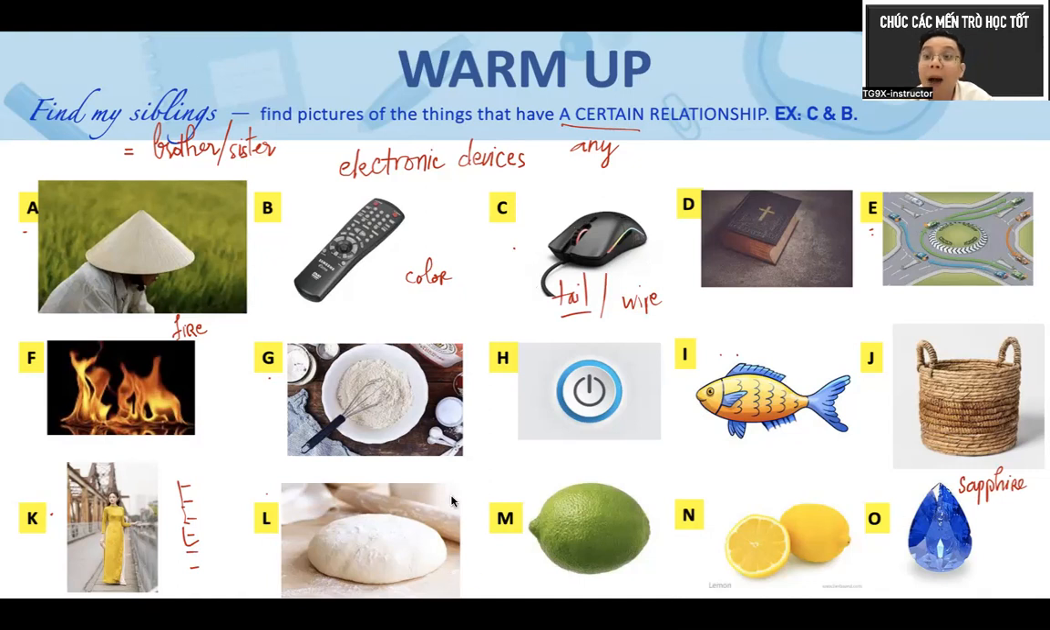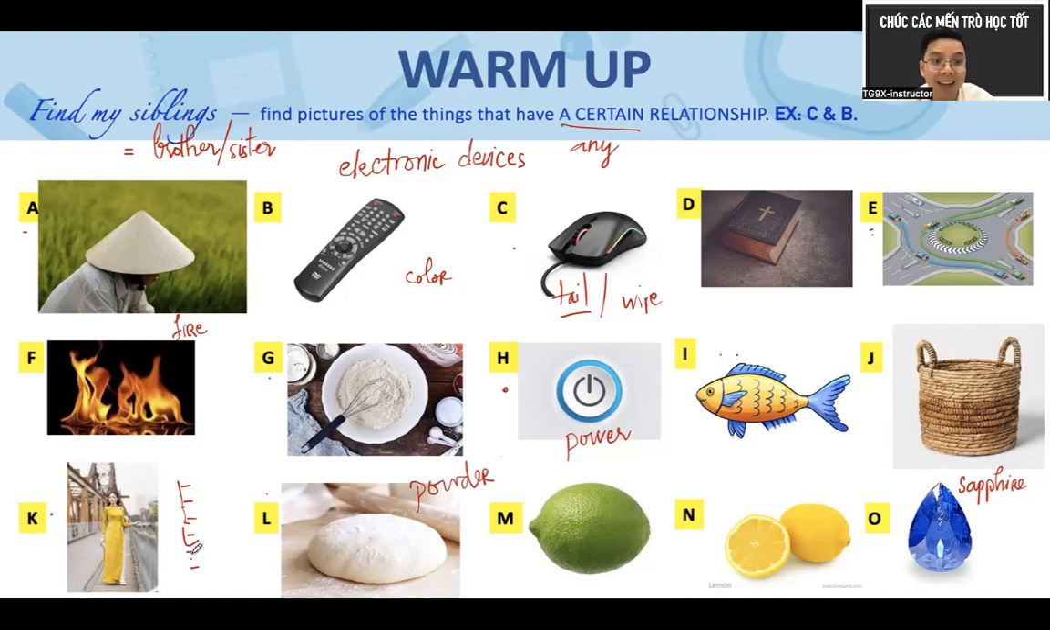James, how about the H and L? H power and powder. The same, right? H and power. Yeah, this is power, the power button on the computer. And L powder. Why not? They have the same vowels. Exactly. Yeah. So the 6th pair.